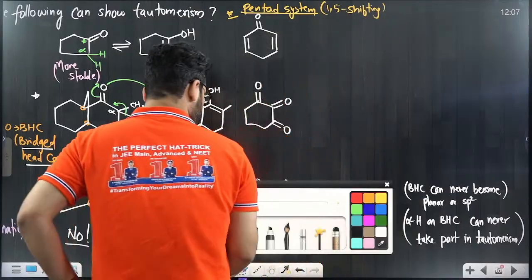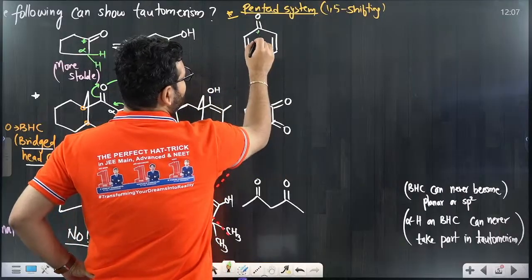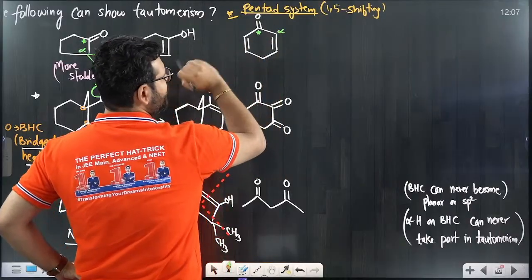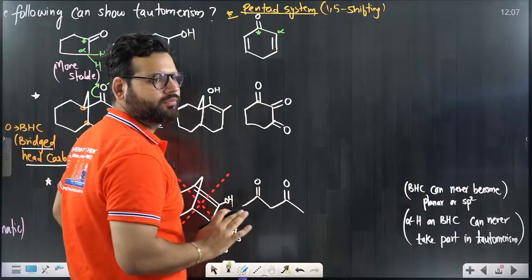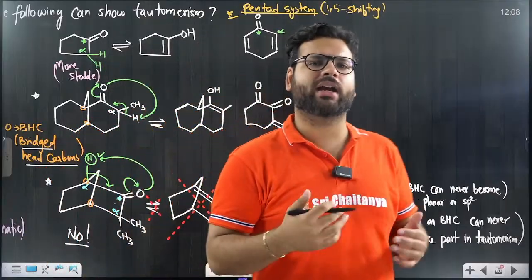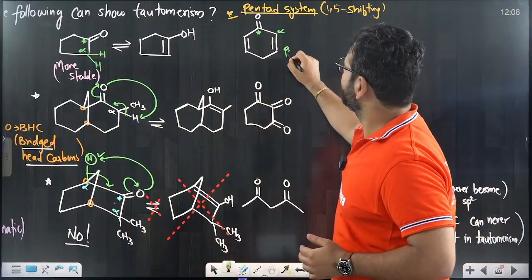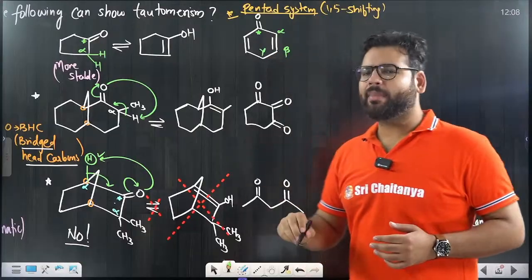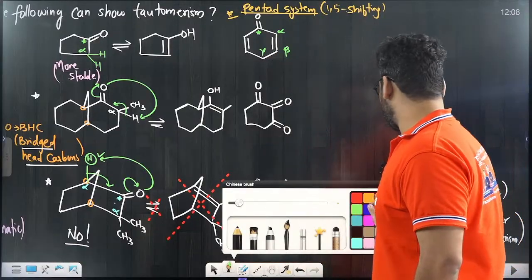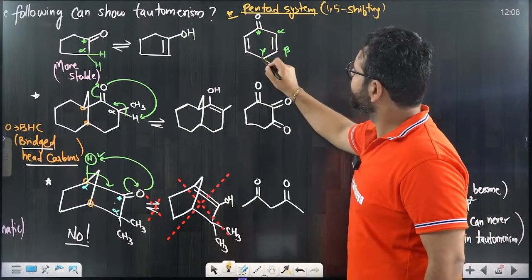See here. So this is the star carbon. This is alpha, but alpha is sp2. This side also alpha is sp2. So I should not lose hope. I should check gamma. Beta, gamma. Is gamma sp3? Yes, sir. Does gamma carry hydrogen? Yes, sir.